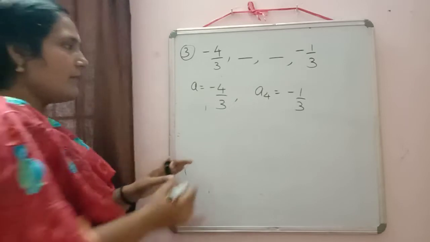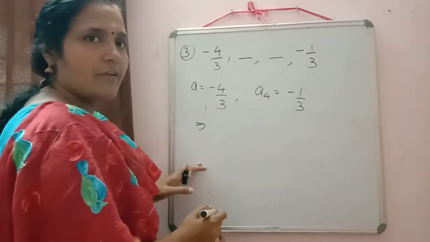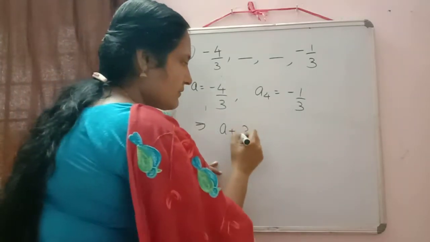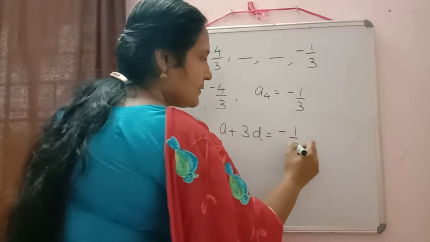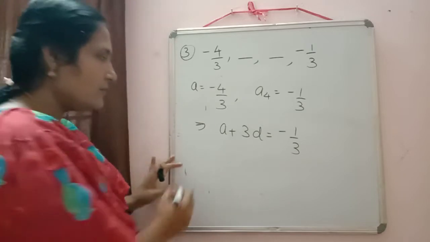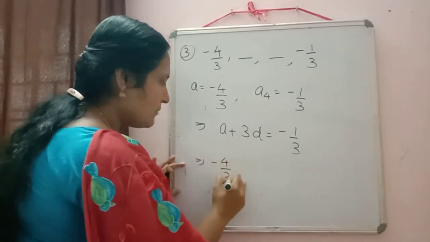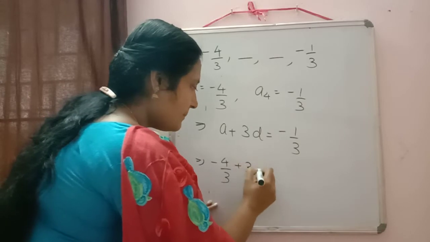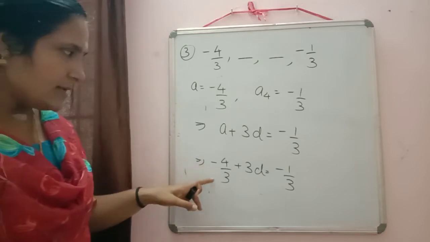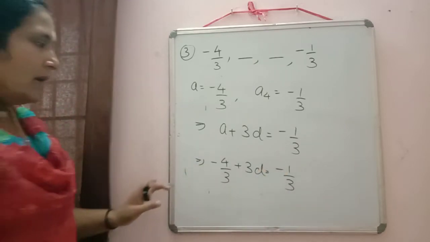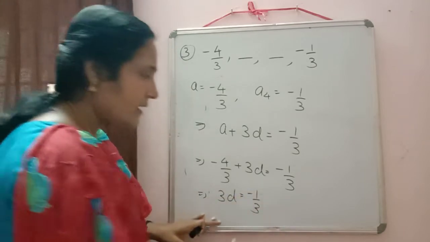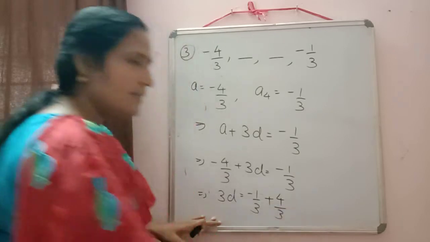Now we can substitute the values. A4, according to the formula, what will come? Yes, a plus 4 minus 1, so 4 minus 1 will be 3d, is equal to minus 1 by 3. The value of a we know, so substitute the value of a here. It will be minus 4 by 3 plus 3d is equal to minus 1 by 3. Now minus 4 by 3 we can shift to the right hand side, so 3d is equal to minus 1 by 3 plus 4 by 3.